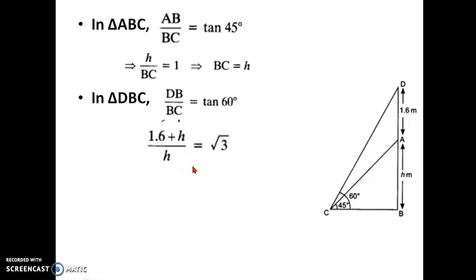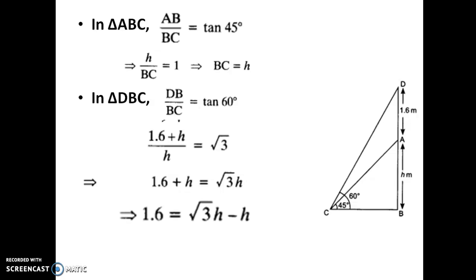So you will get tan 60 is root 3. So by simplifying you will get like this. Then bring all h to one side of the equal sign. So you will get like this. So you have to take h outside the bracket. If you take h as common outside, you will have root 3 minus 1. Okay. So still more, if you simplify, you will get 1.6 divided by root 3 minus 1 is equal to h.